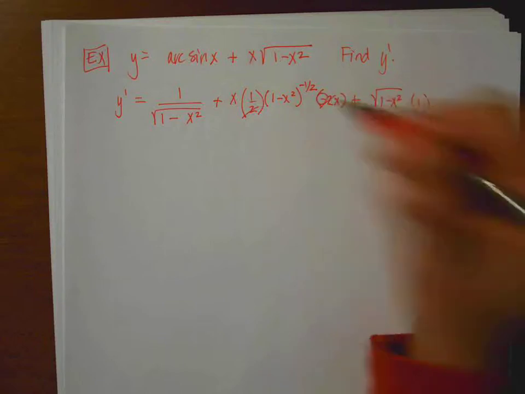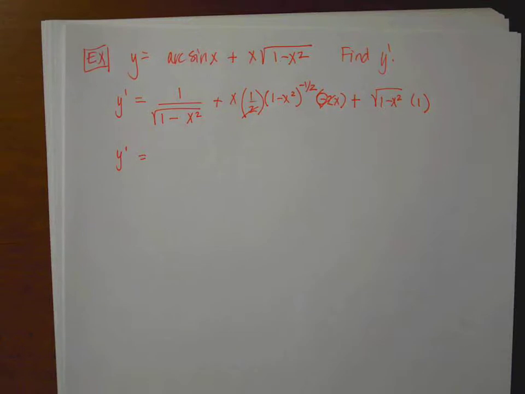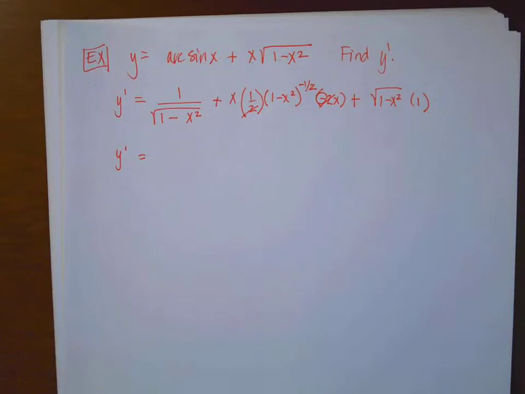So then I probably want to clean that mess up a little bit. So that 2 is going to go away, but it's going to leave a negative. So I'm going to have y prime.